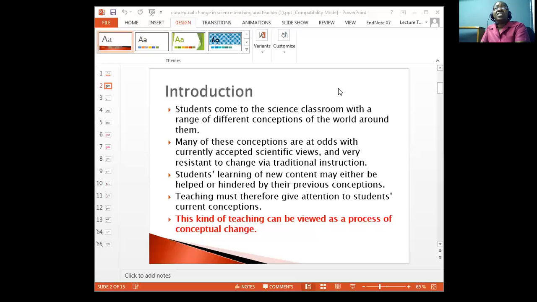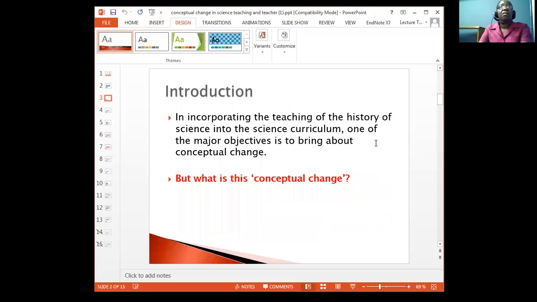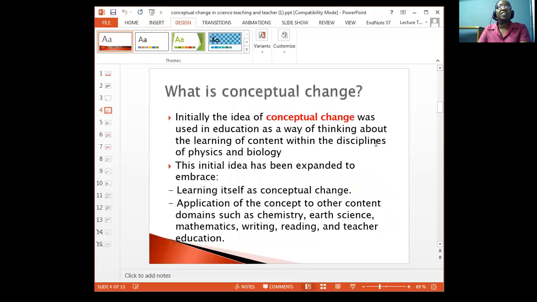And when we teach in this kind of way, this is actually a process of conceptual change. So we're teaching to accomplish conceptual change. All right, so we're going to look a little bit more at what we mean when we talk about conceptual change. We're going to spend a little time on that. All right, so well, yeah, we can skip to the next one.